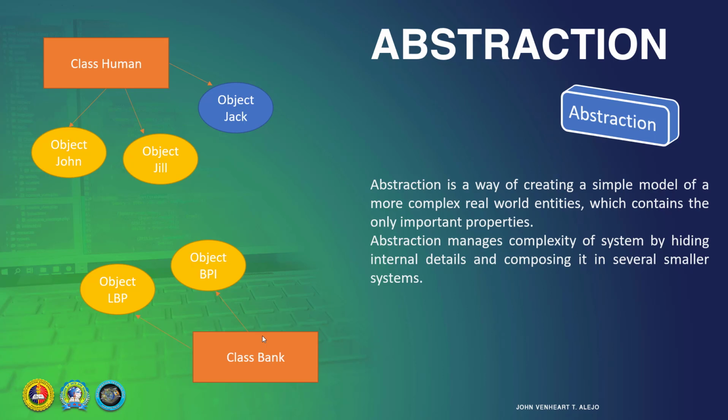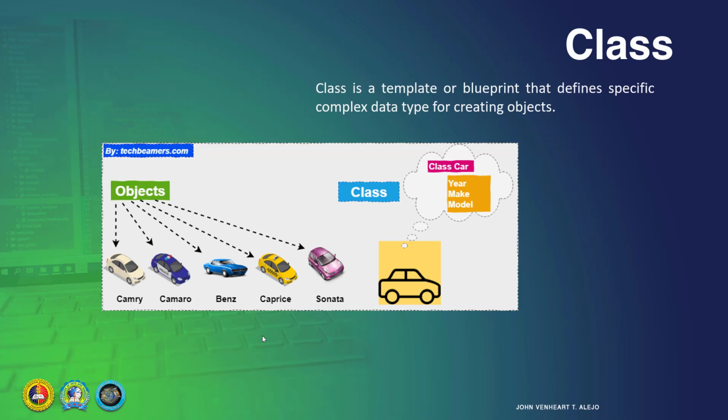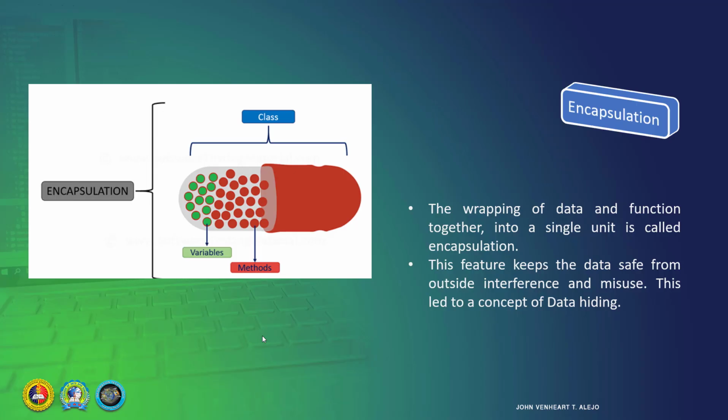So that is what we covered: what is a class and what is an object, and we also applied abstraction. The next thing we have here is, okay, encapsulation.